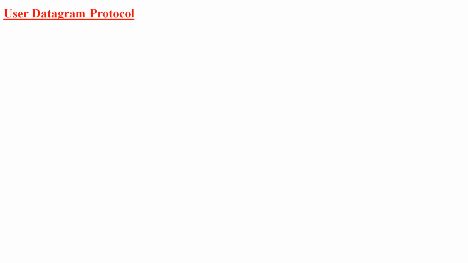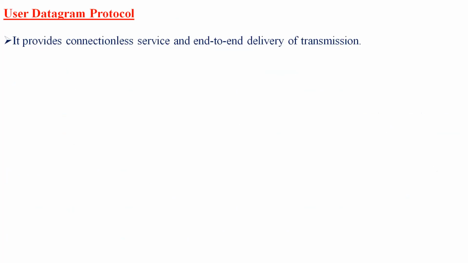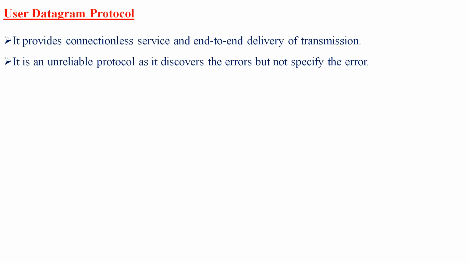Next we have UDP, which is nothing but User Datagram Protocol. This protocol provides connectionless services. It's not connection oriented, it's a connectionless service, and it also provides end-to-end delivery of transmission. It's an unreliable protocol as it discovers errors but not the specific error. It doesn't specify which type of error it is, how the error looks, or what the error is about.